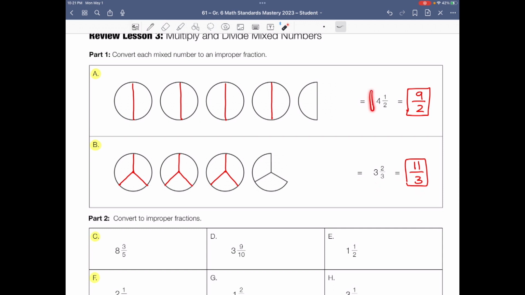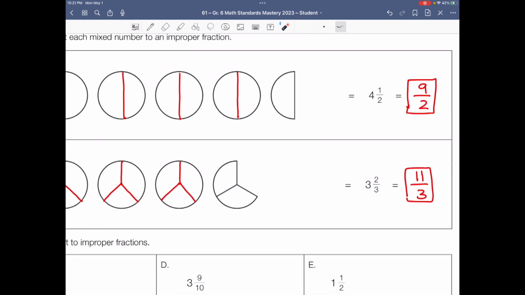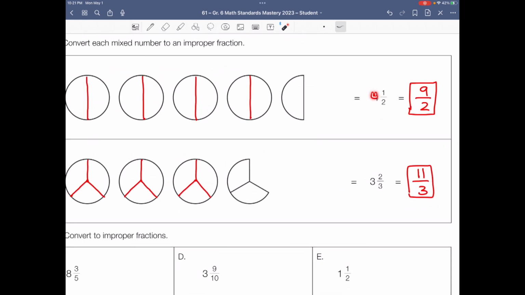Now we're going to go straight from the mixed number and turn it into the improper fraction without having to draw the bar model. So here's how we do that. Just multiply 4 times 2, that equals 8. 8 plus 1 more equals 9. 9 what? 9 halves, because we're working with halves.